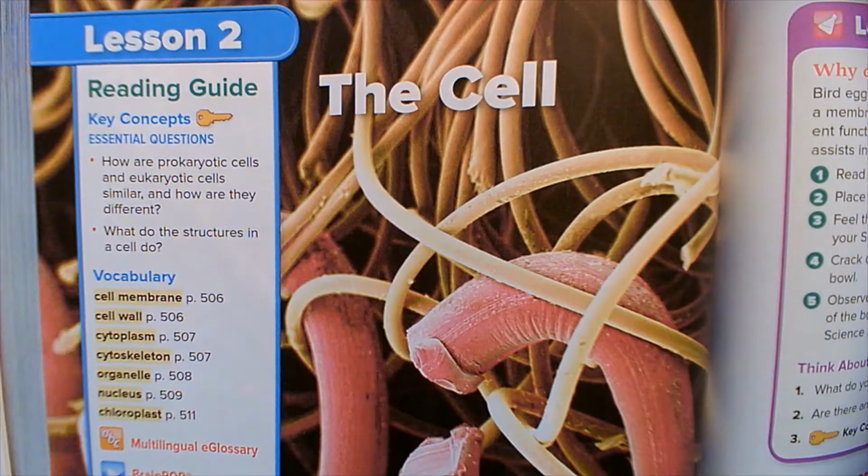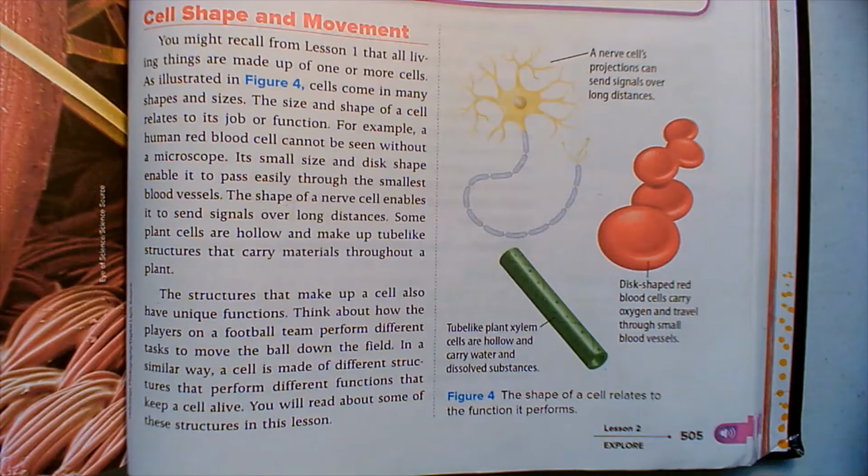The nucleus is probably the most important of the organelles, so we'll spend some time talking about that. And then another important organelle in plants, which is the chloroplast. On page 505, cell shape and movement. You might recall from lesson 1 that all living things are made up of one or more cells. As illustrated in figure 4, cells come in many shapes and sizes. The size and shape of a cell relates to its job or function.